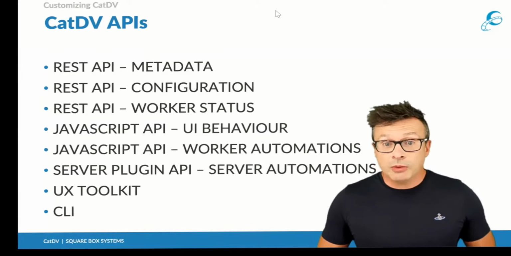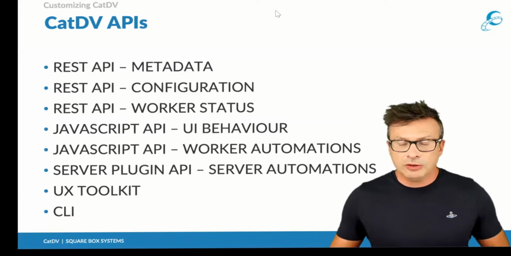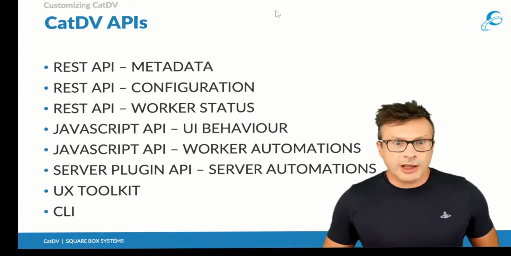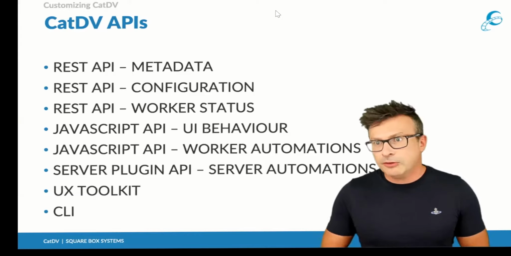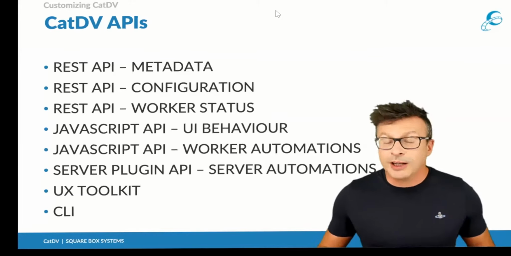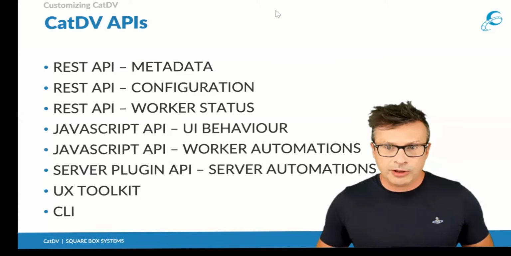Recently, we added one for the worker so that you can use that with REST API calls, particularly for status, but also to initiate jobs. And then some of the cool stuff we'll talk about today. So JavaScript APIs for user interface behavior, for worker automations. It's really cool. And it doesn't have to be massive investments, unlike many other products out in the market.